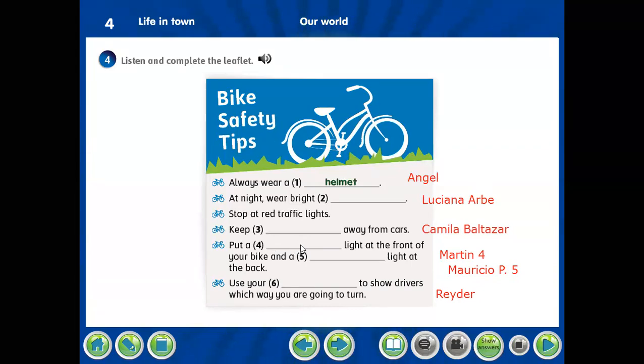Perfect. Yeah, what color is Martin? Red. Good, white, white light. Mauricio Pacheco, Mauricio, what color is for the back? Green? Blue, yellow is a color in English. No, you didn't listen.